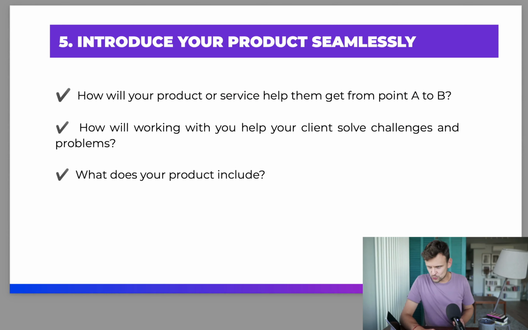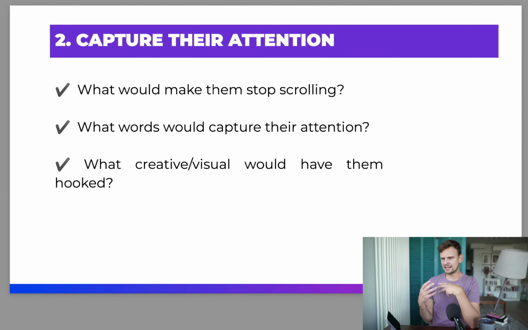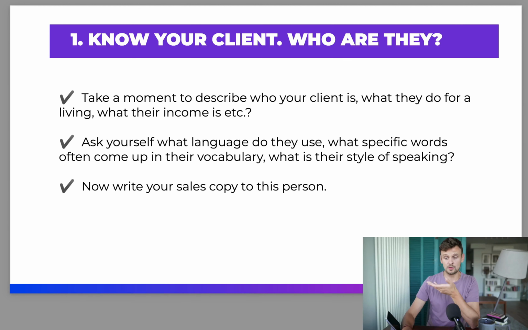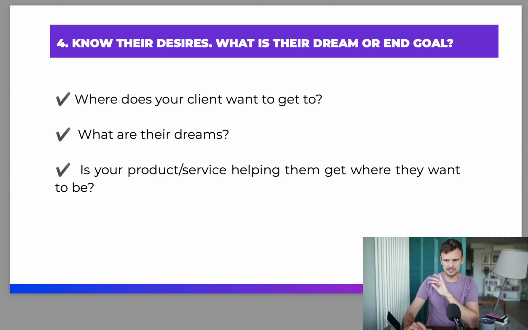Then we move on to introducing our product seamlessly. Now, if we're having a sales copy where we talked about the client's problem, let's go back over the slides and recap together. We understood who the client is and to whom we are speaking. We then identified how we can capture their attention as a result of knowing who the person is. We then mapped out what their problem, challenge or issues are. We understood their desires. So we mapped out this whole psychology, right? Which is helping us in writing a good sales copy.